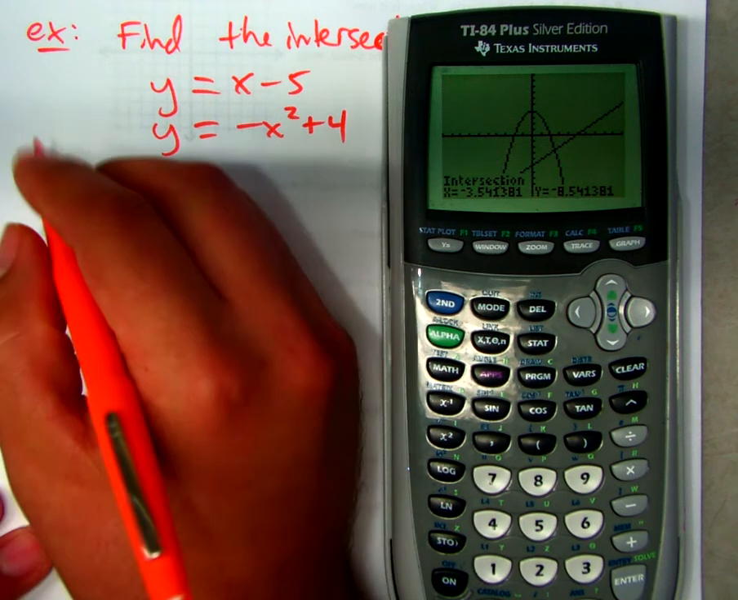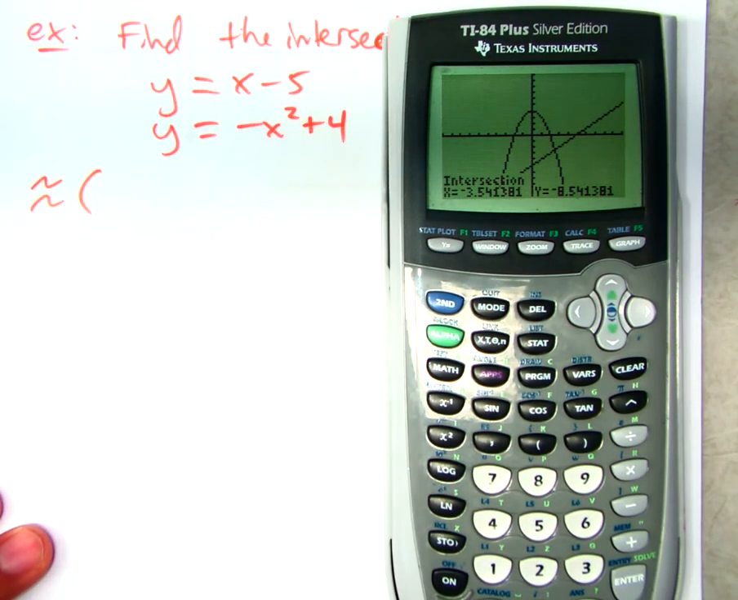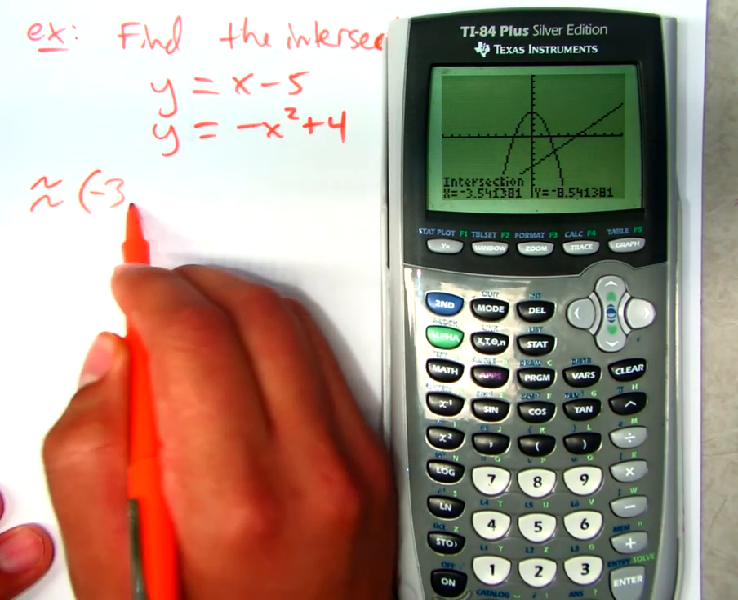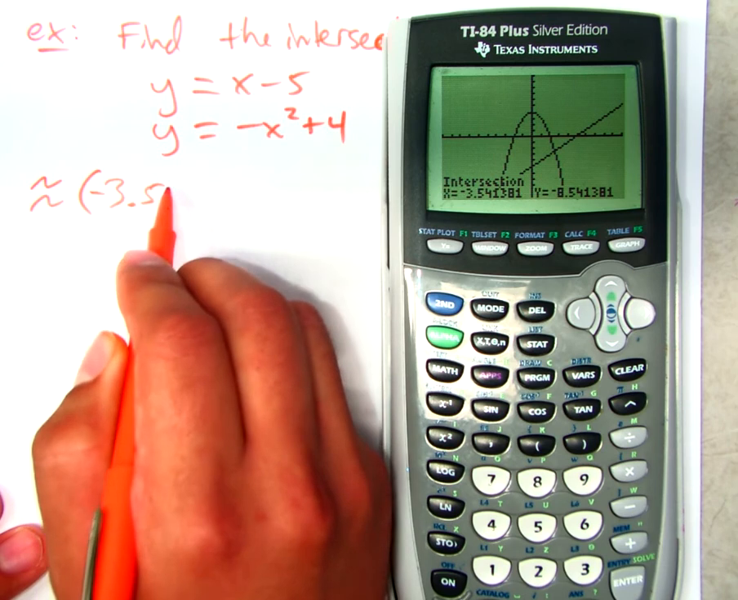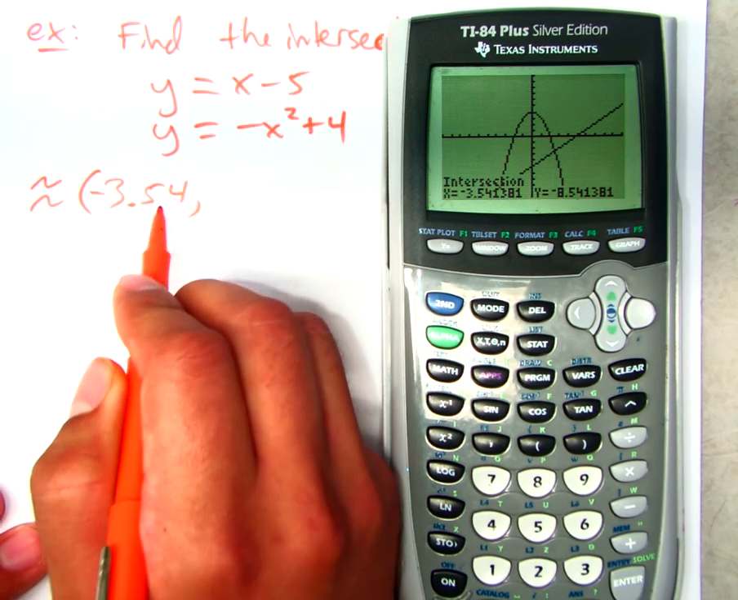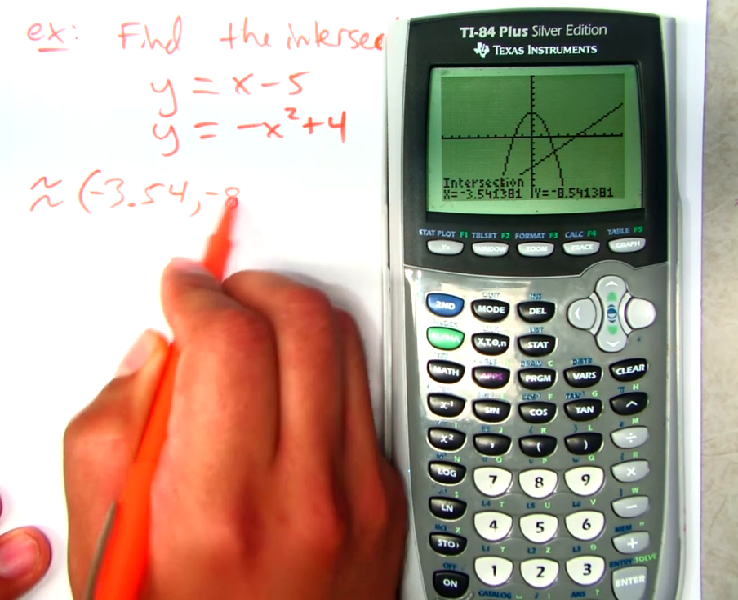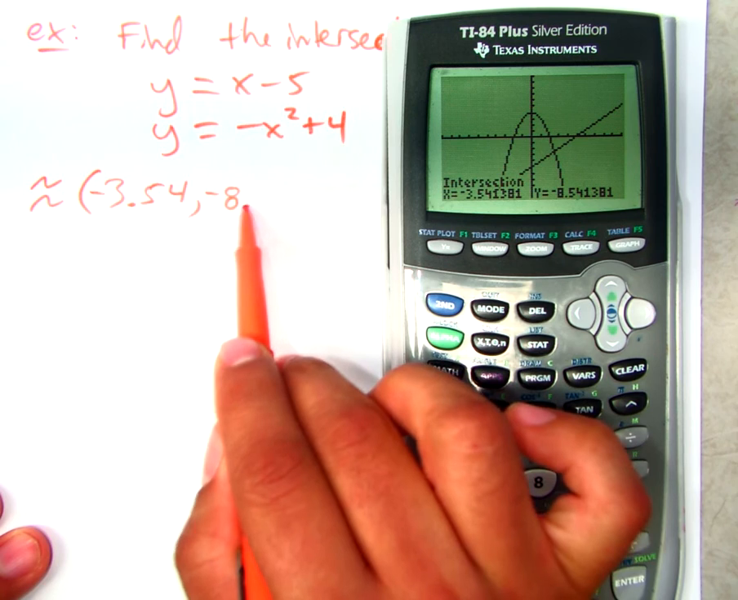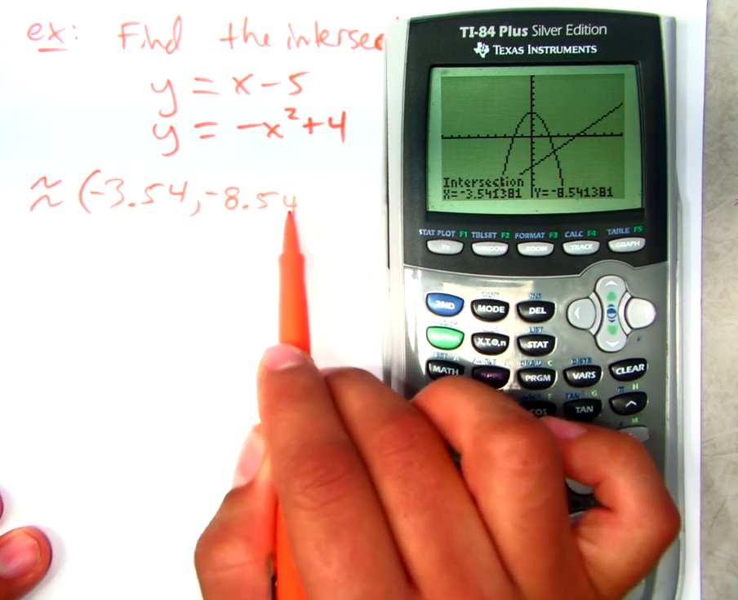So approximately negative 3.54, and then negative 8. Are you guys all getting the same thing? What you got? Negative 8.54. Okay.